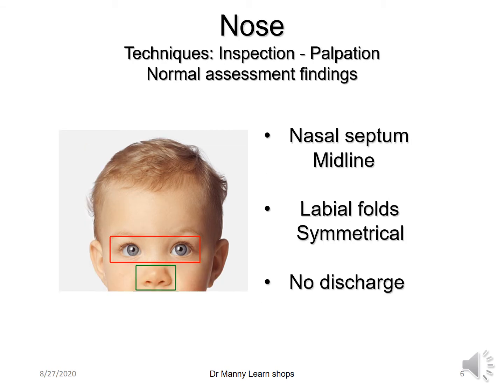The nose, you've got one. The techniques that you'll be using are inspection and palpation, and the normal assessment findings are that you've got one nose, a nasal septum which is midline, and labial folds which are symmetrical, and there's typically no discharge coming out of the nose.